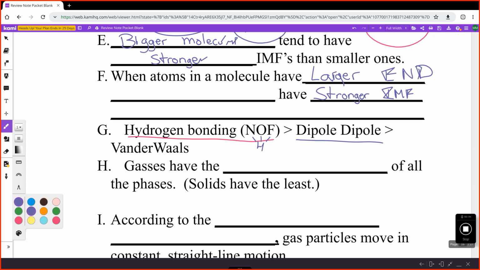Dipole is the next strongest. It's weaker. It really has to do with any type of polar molecule. A polar molecule will have dipole, so long as it doesn't have N, O, and F. But in reality, hydrogen bonding is just a strong version of dipole, so there's no difference in how those two things work. It's just that hydrogen bonding is specifically those three bonds. And then van der Waals, or London dispersion forces, is what we use to describe nonpolar molecules. And that's how we rank our covalent intermolecular forces.